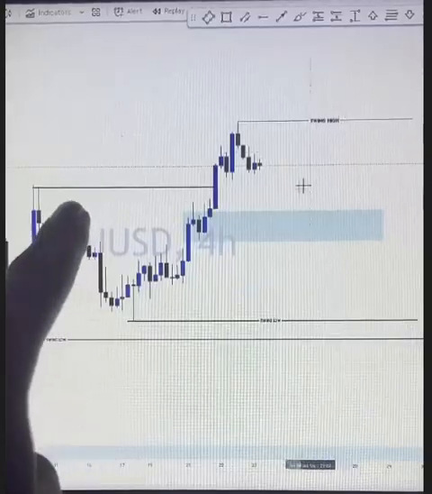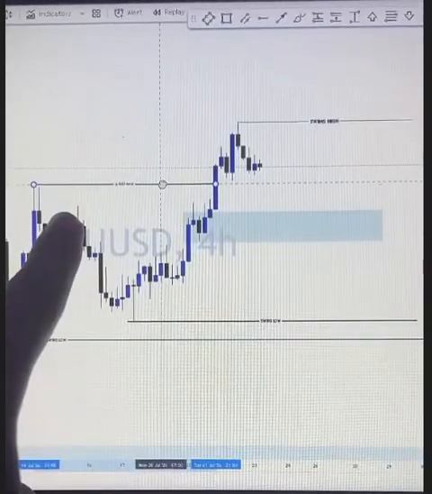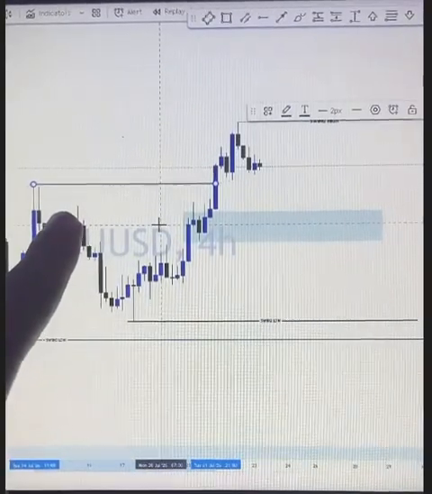Now, this breakout here, what do we call it? What do we call this breakout here?